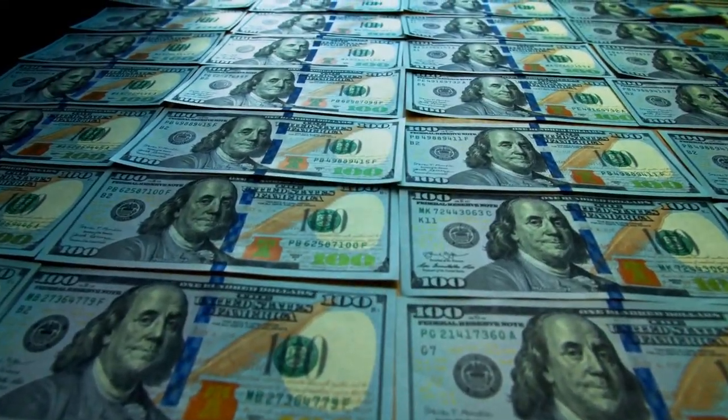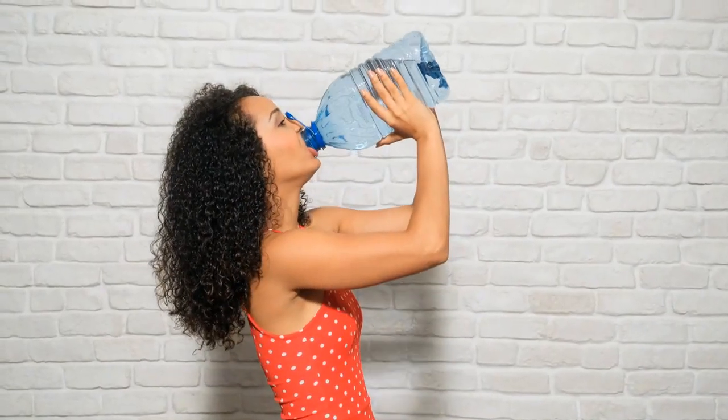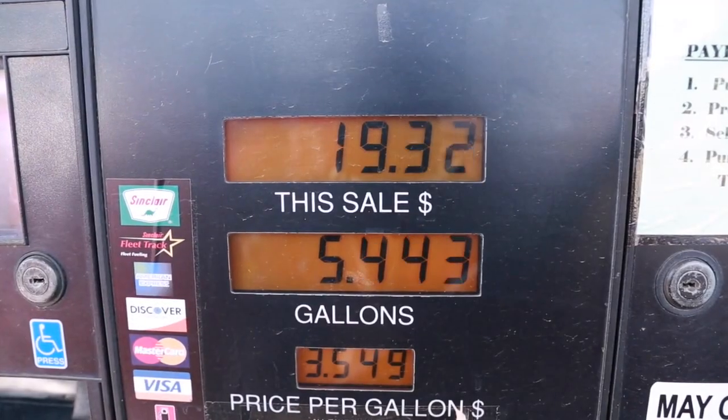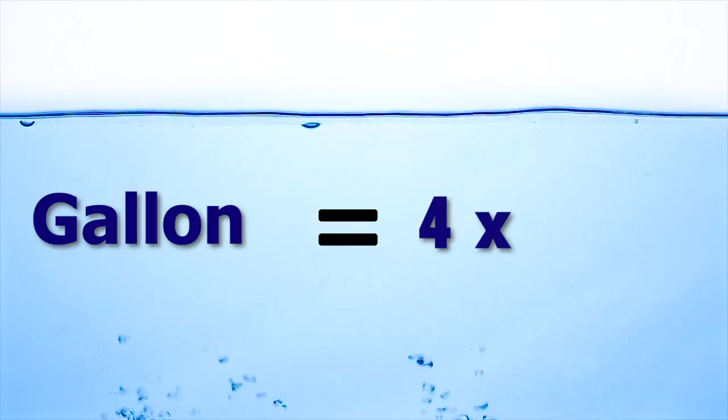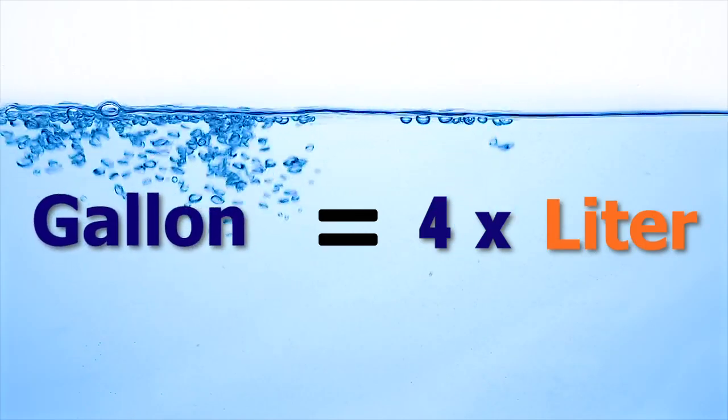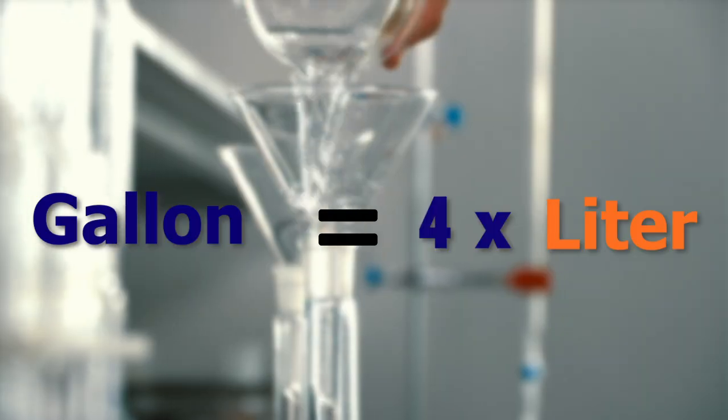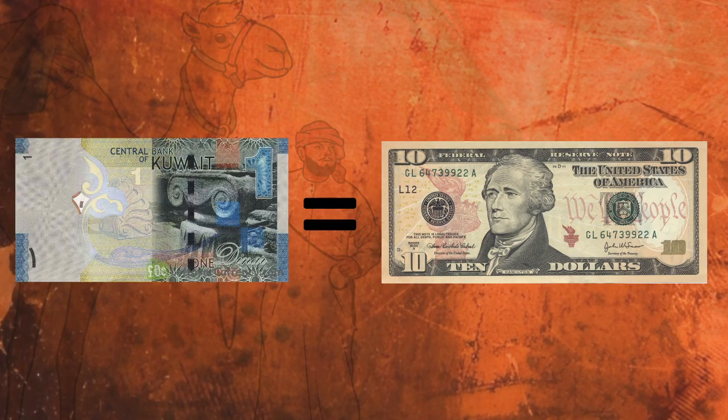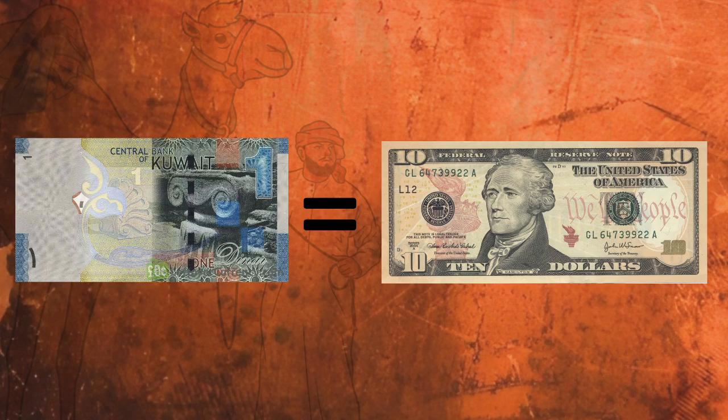But remember, just because a currency has high value doesn't mean that country has more money. Just like some people measure water in liters while others use gallons. And even though a gallon is 4 times bigger than a liter, it doesn't mean they have more water. It's simply a conversion ratio. Similarly, Kuwait can choose to make one Kuwaiti dinar equal to 5 or even $10 if it wants to. How that works, we'll discuss later in this video.